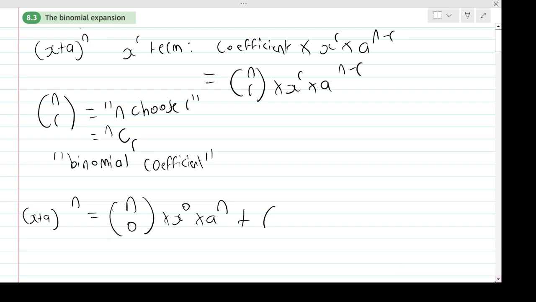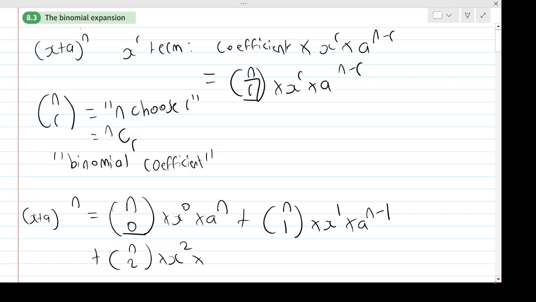Then we would have n choose 1. That's the coefficient of the first term, times x to the 1, that's when the power is 1 for x. Then the other power for a is going to be n take away 1. Then we do the next part, n choose 2 times x squared, so now the power is 2. So r in our binomial coefficient corresponds to the power of x, usually, of the term we're working on. Anyway, that'd be x squared, and the corresponding power of a will then be n take away 2.